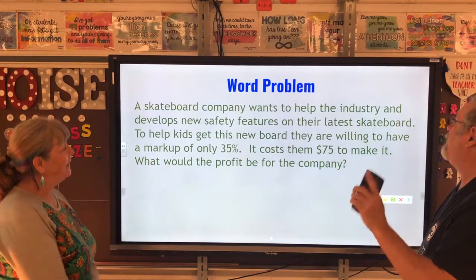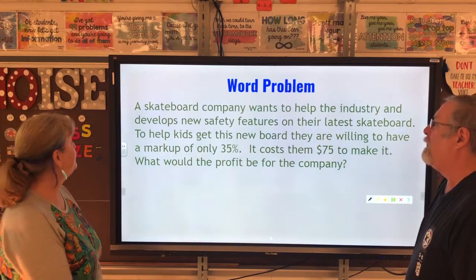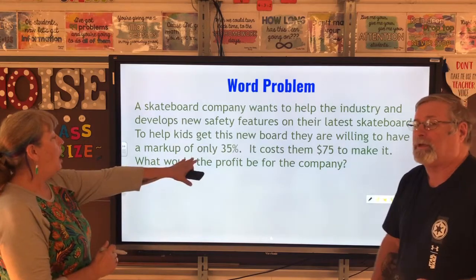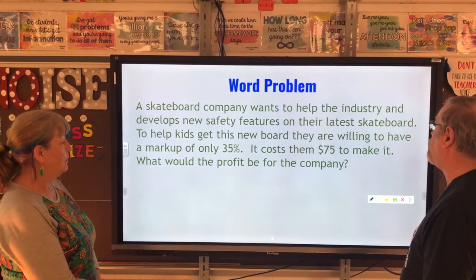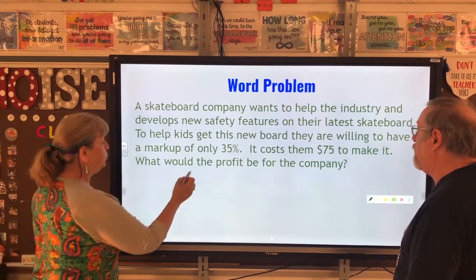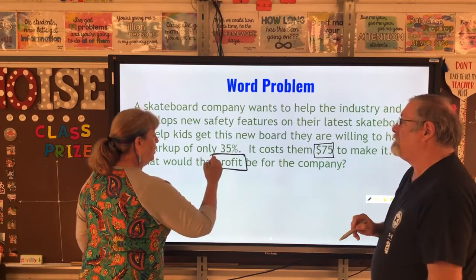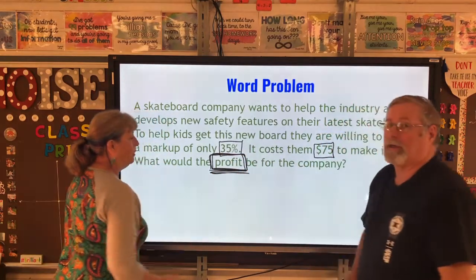A skateboard company wants to help the industry and develop new safety features on their latest skateboard. To help kids get this new board, they are willing to have a markup of only 35%. It costs them $75 to make it. What would the profit be for the company? Well, we know it's going to cost $75. We're only looking for a 35% markup.